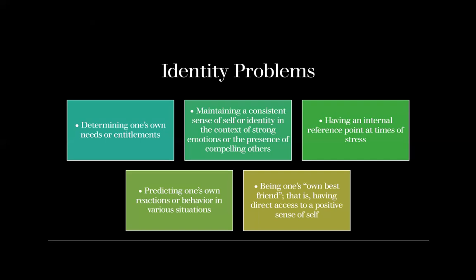So this individual can also struggle with maintaining a consistent sense of self or identity in the context of strong emotions or the presence of compelling others. This really speaks to Bowen's concept of differentiation, self-differentiation. There are essentially two definitions of self-differentiation: on an intrapersonal level and an interpersonal level. So remember, differentiation is the balance of connectedness and autonomy. If we are fully autonomous and lack connection, that can be isolating.